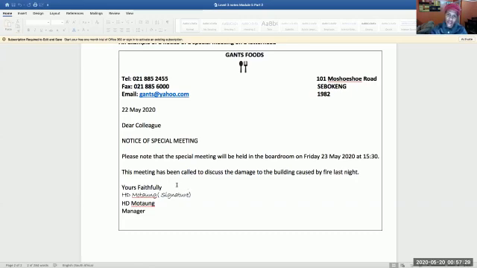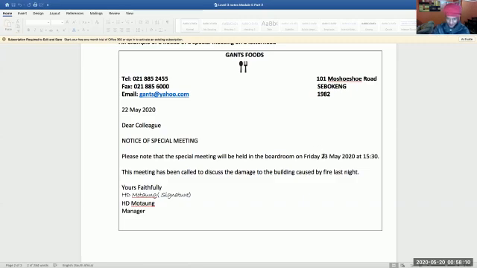Remember, it is not a formal or formalized meeting such as your weekly meeting that you will have every week, or your monthly meeting which you will have every month, or your quarterly meeting. This is completely different from the meetings that I've mentioned. This is one of a kind. So you must explain why the meeting has been called. This meeting has been called to discuss the damage to the building caused by fire last night. So you see, this is an urgent matter that needs attention. So that is why a meeting is called as soon as possible.